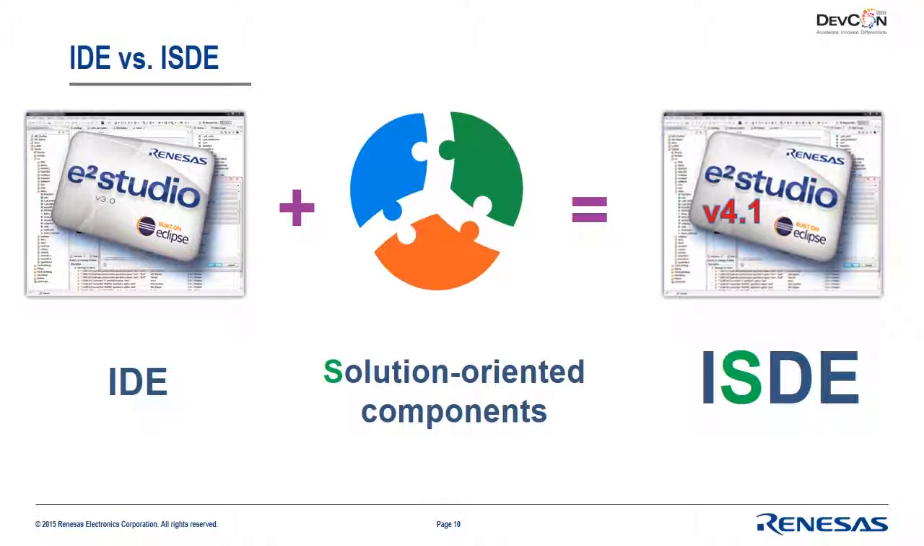Okay, so you probably all know what an IDE is, an integrated development environment. And why are we calling it ISDE? Well, we've had E2 Studio for about 3 years or so, and it's available, of course, for the other architectures, the RL78, the RX, the RH850, and all that. But with Synergy, when we started to add functions for Synergy, we added so many solution-oriented components to it that we just felt we had to give it an upgrade. And instead of just a regular IDE, we're calling it an ISDE now, for Integrated Solution Development Environment. So that's all there is to that.